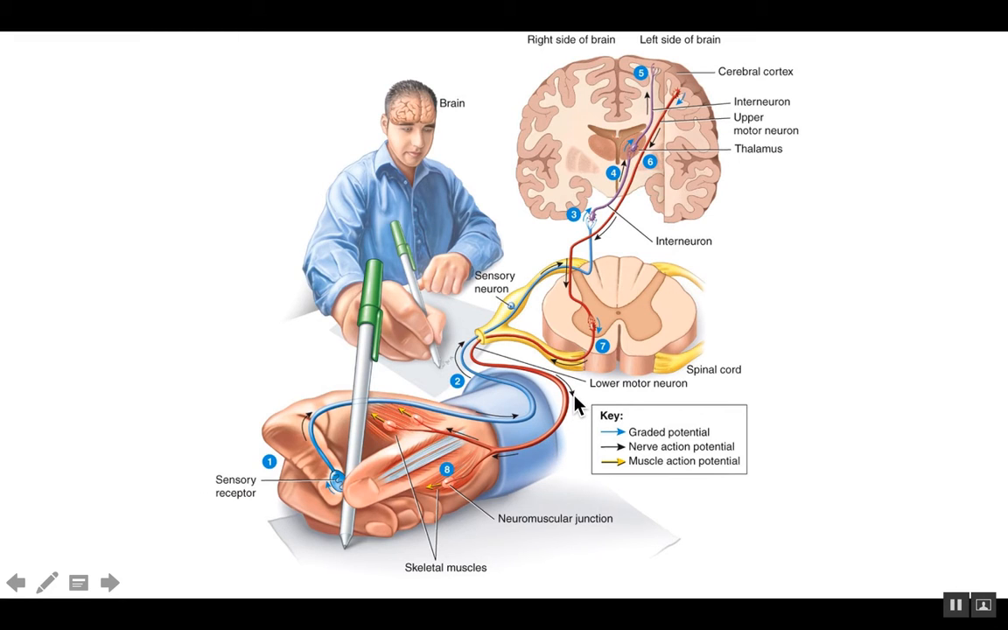We have black arrows representing the action potentials, which are transmitting, they're conducting or propagating down the axons. And then we even have a yellow arrow, which represents the muscle action potential. Remember that that has to occur in order to trigger muscle contraction. So that's the big picture.